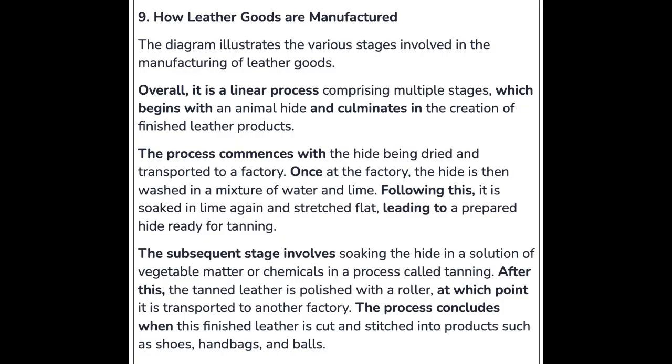Once at the factory, the hide is then washed in a mixture of water and lime. Following this, it is soaked in lime again and stretched flat, leading to a prepared hide ready for tanning. The subsequent stage involves soaking the hide in a solution of vegetable matter or chemicals in a process called tanning. After this, the tanned leather is polished with a roller, at which point it is transported to another factory. The process concludes when this finished leather is cut and stitched into products such as shoes, handbags, and balls.